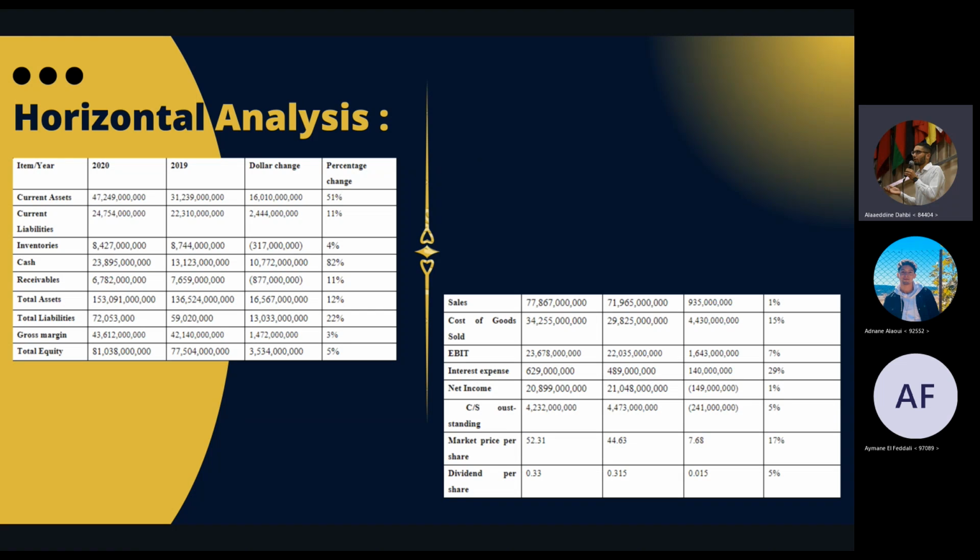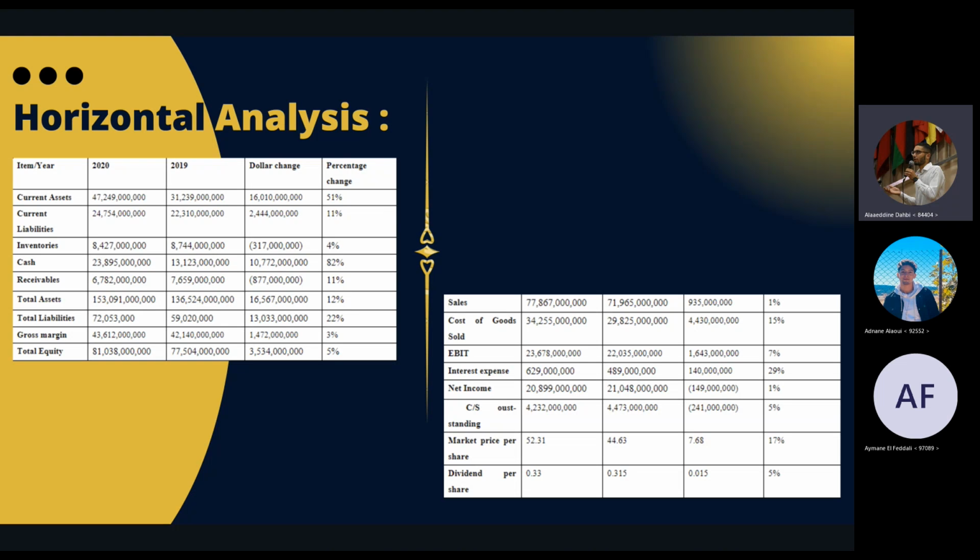For the horizontal analysis, as we see on the screen, there has been a slight increase of 1% in the sales from 2019 to 2020. That increase is due to the increase of quantities of units sold and the increase of some price per unit sold by the company, in addition to the strategy followed by the company itself. Since there has been an increase in sales, we expected an increase in cost of goods sold as well. There has been a huge increase in interest expense of 29%, which means that the company increased its loan during the year 2020.